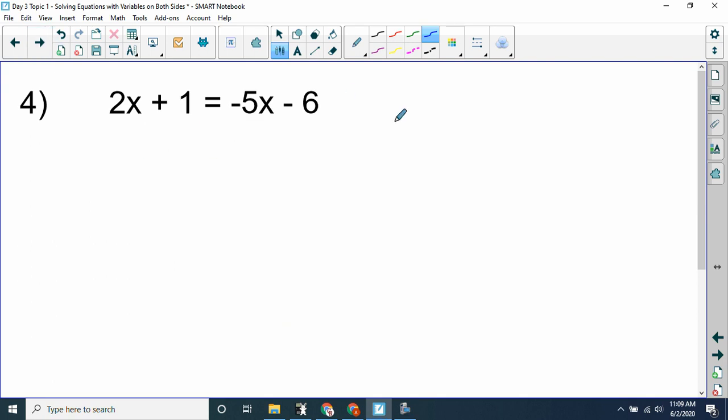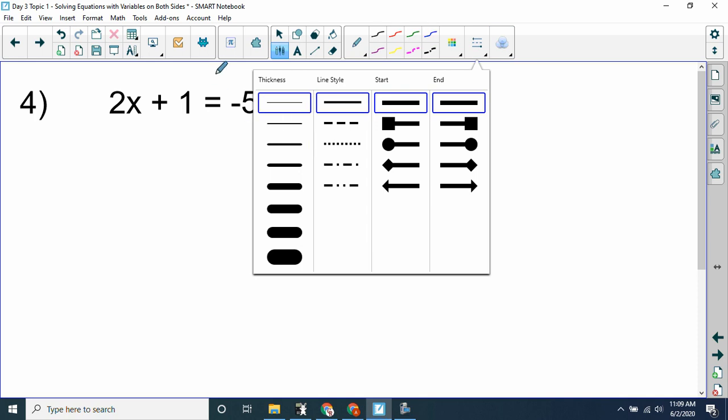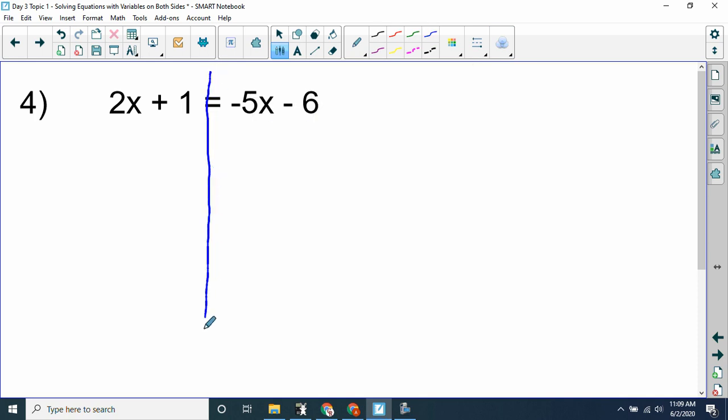Number 4, 2x plus 1 equals negative 5x minus 6. I'm going to go ahead and draw my vertical line straight down through my equal sign. I don't have any like terms on the same side. This side has no like terms. This side has no like terms. I don't need to distribute. So I am ready to move all my x's over to the same side.